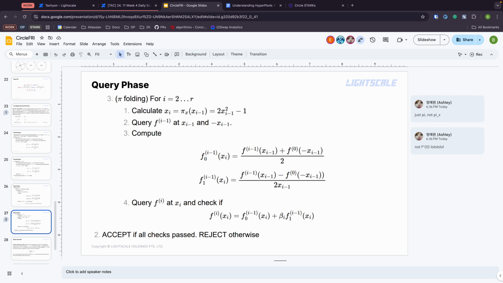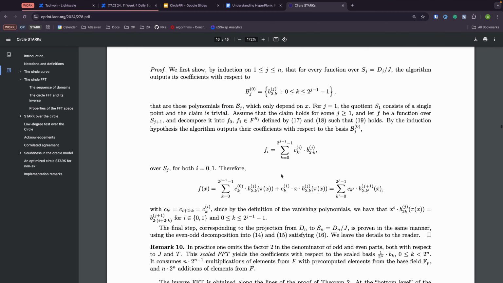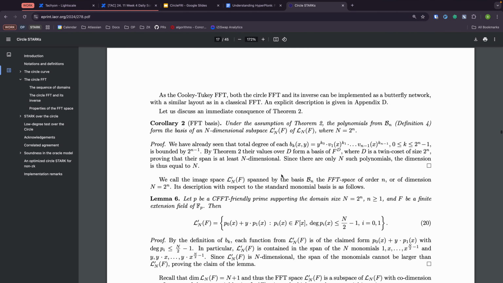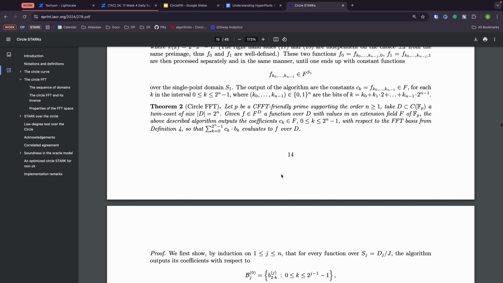Is lambda only for the next line? Is it not mentioned in the query phase? Oh right, I think, oh no. Let's quickly check this one. I think they just briefly mentioned that we should check it in the initial stage.